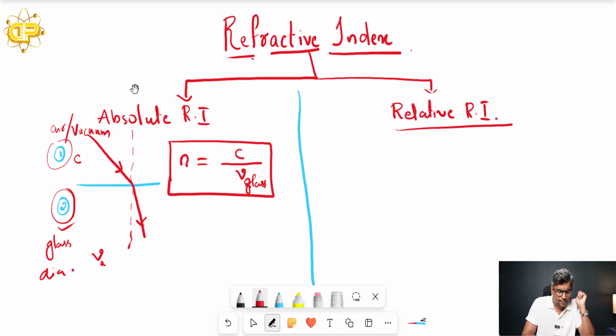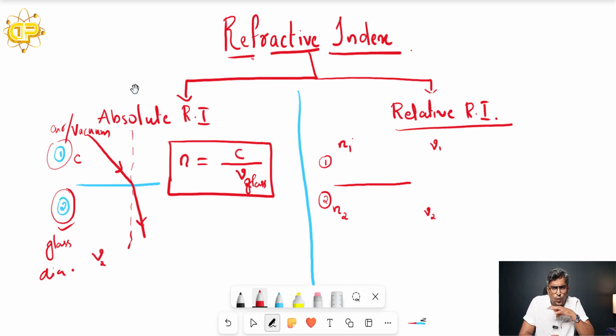In this here you can see that instead of air and vacuum, there are two mediums, 1 and 2. This medium has an absolute refractive index of n1, and here it has an absolute refractive index of n2, and the velocity of light in medium 1 is v1 and the velocity of light in medium 2 is v2. So these are the scenarios here.